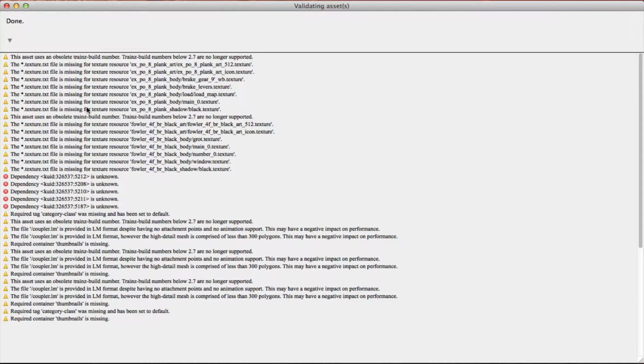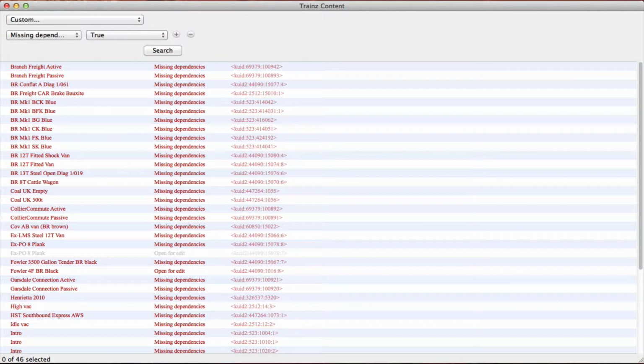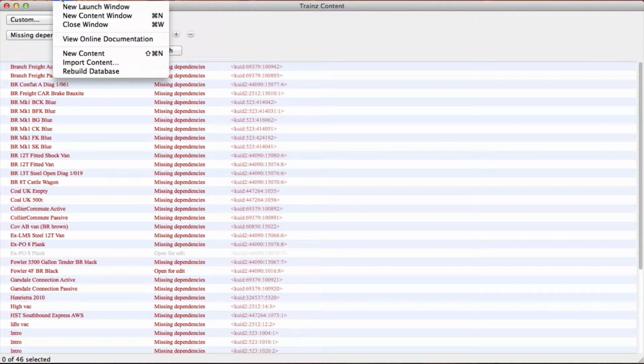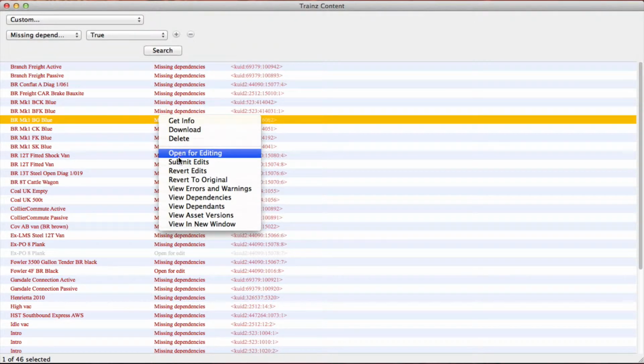I did another download which involves the go-kart, and that one downloaded perfectly. But when I downloaded the LNER 5 plank, it says it was missing some stuff for some reason. And I tried everything, like I tried rebuild database. I even tried revert to originals and all that, and even tried downloading it.